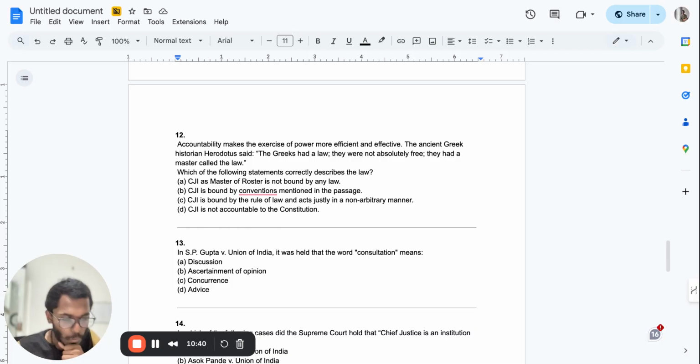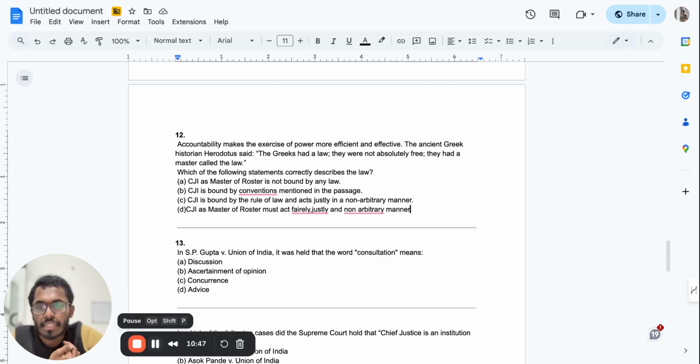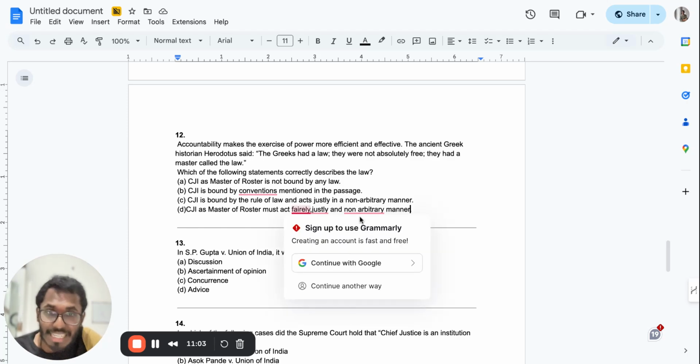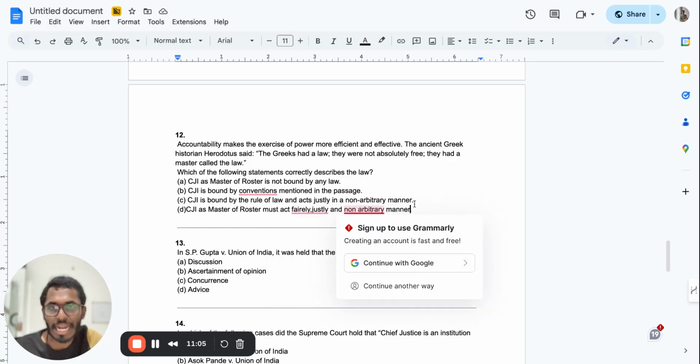If you observe, accountability makes the exercise of power more effective and efficient. The ancient Greek Herodotus said that the Greeks had a law. They were not absolutely free. They had a master called the law. So this is basically the CJI as master of roster must act fairly, justly, and not in an arbitrary manner. This is the right answer.